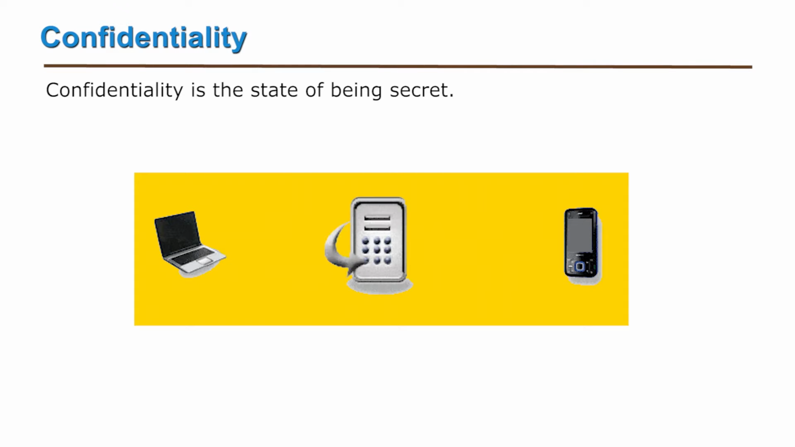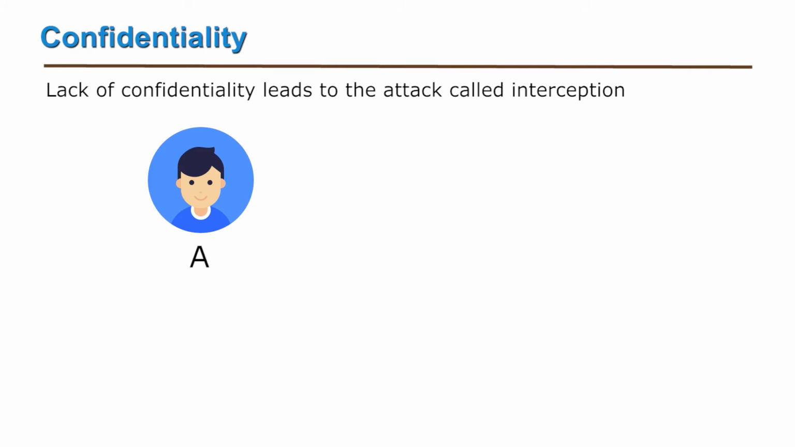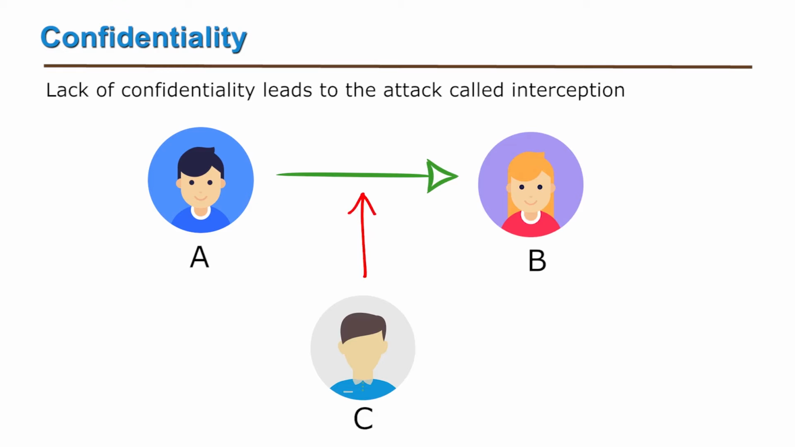First of all, confidentiality. Confidentiality is the state of being secret. The idea of confidentiality ensures that only the sender and the receiver of the communication must be able to access the message. Lack of confidentiality leads to the attack called interception. In other words, interception causes loss of confidentiality of the message. When sender A wants to communicate to B, whereas C intercepts the communication without the knowledge of A or B, it is possible.